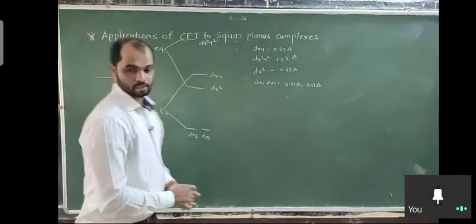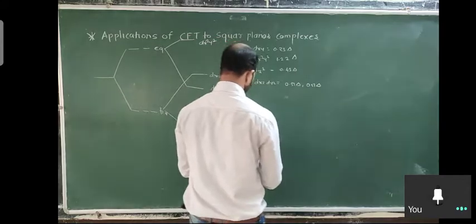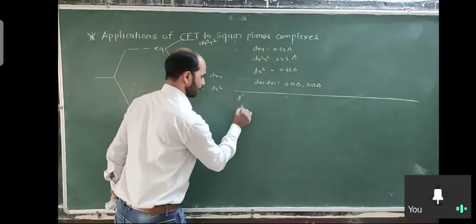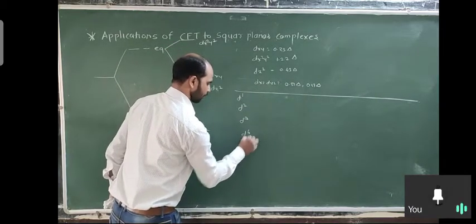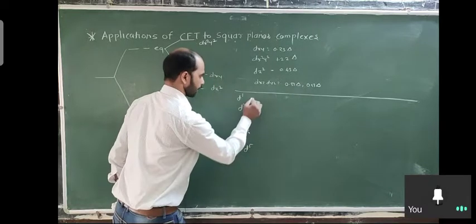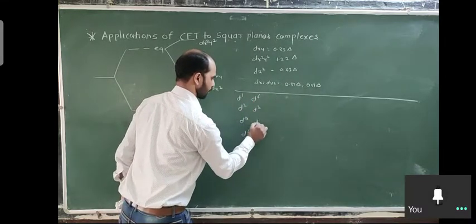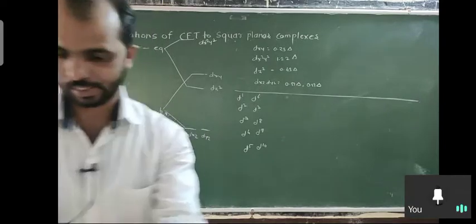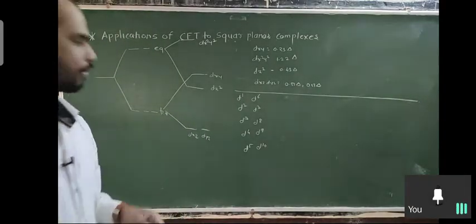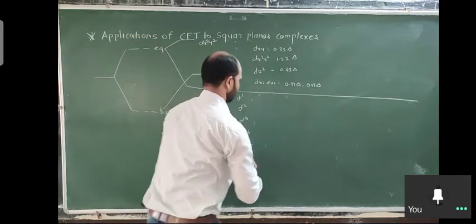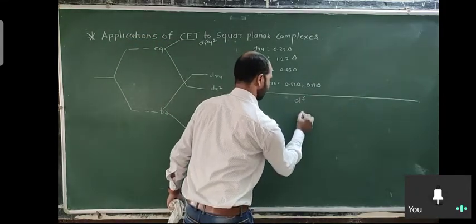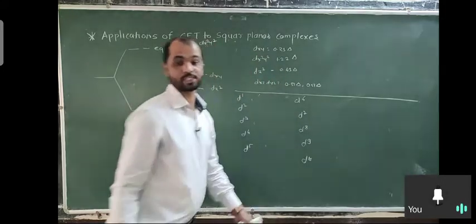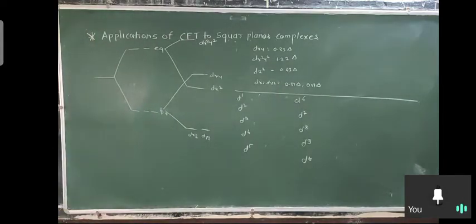So suppose, how to calculate here. We can draw here a d1 system, d2, d3, d4, d5, okay, then d6, d7, d8, d9, d10. Or you can simply do it this way: d5, d6, d7, d8, d9 and d10. So how do we calculate the CFSE of given complexes?